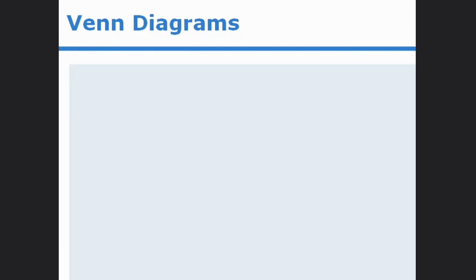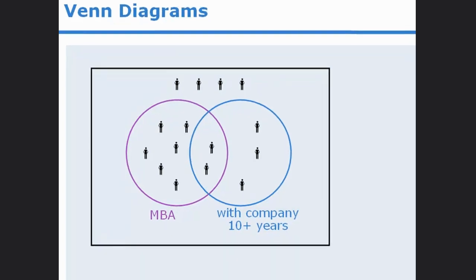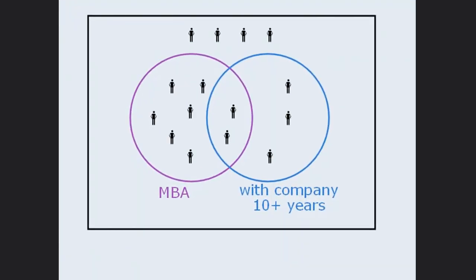So in this brief lesson, we'll examine how Venn diagrams work. To begin, a Venn diagram is a tool used to show shared characteristics among a population of people or things. For example, consider a population of 15 employees at a company where some people have an MBA and some people have worked at the company for more than 10 years. At a glance, this Venn diagram shows us the breakdown of employees based on these two characteristics.